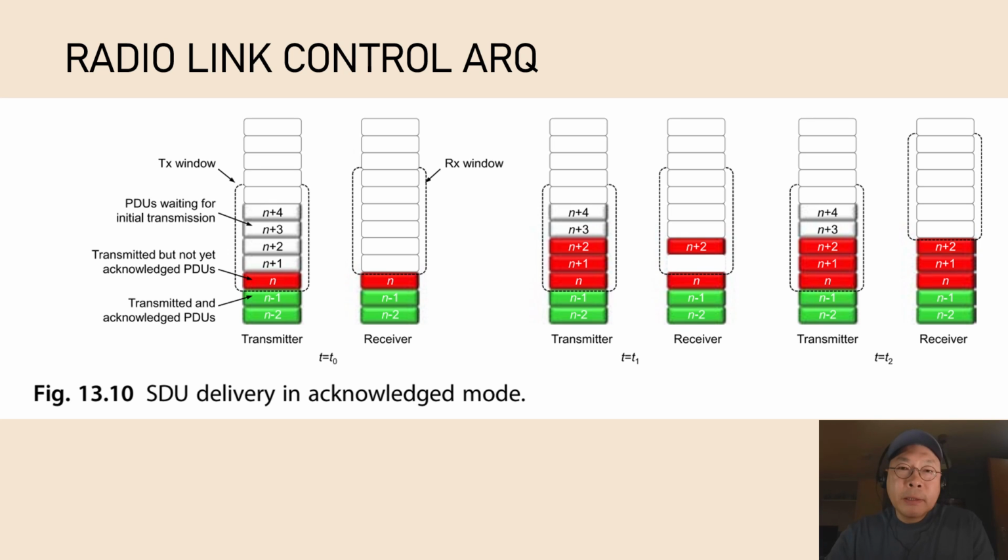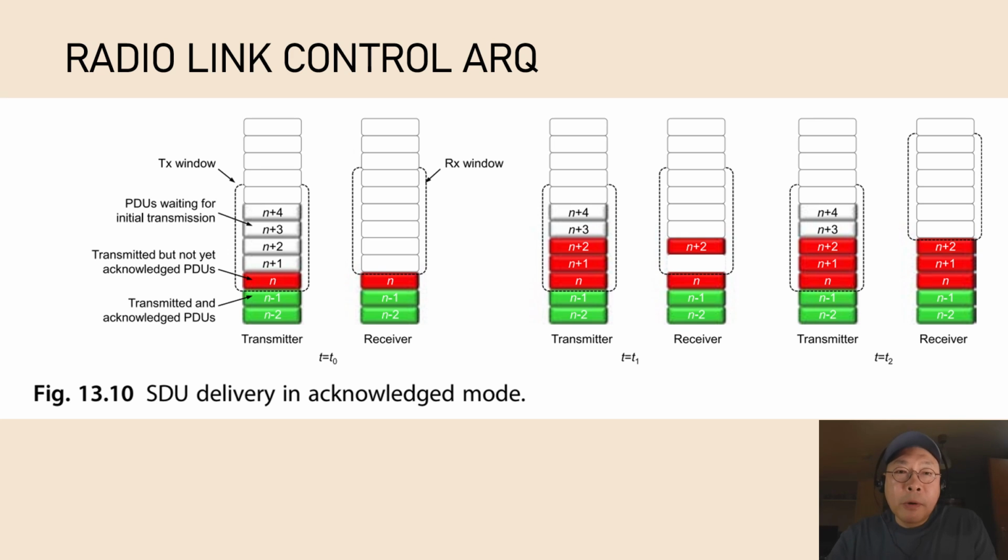This figure illustrates SDU delivery in RLC acknowledged mode. At time T0, the transmitter sends PDUs N, N plus 1, N plus 2, and so on within the transmission window. Some PDUs are acknowledged, while others are still pending. At time T1, PDUs N plus 1 and N plus 2 are transmitted, but only PDU N plus 2 arrives at the receiver. Since PDU N plus 1 is missing, the receiver cannot advance its reception window and starts the T-reassembly timer.